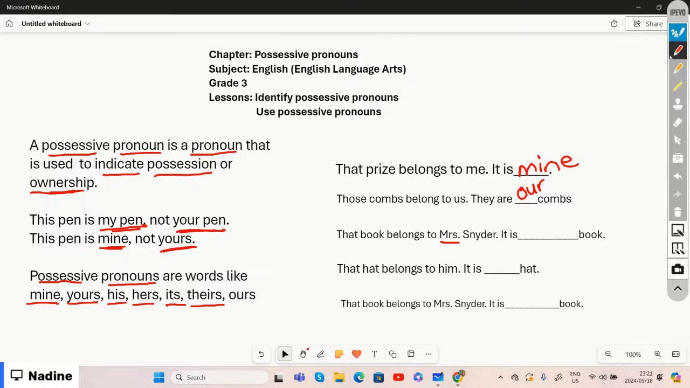And if we were to select our correct pronoun, yes, then we say that book belongs to Mrs. Snyder's. It is her book. So well done. It is her book is correct. Remember, a Mrs. is a female.